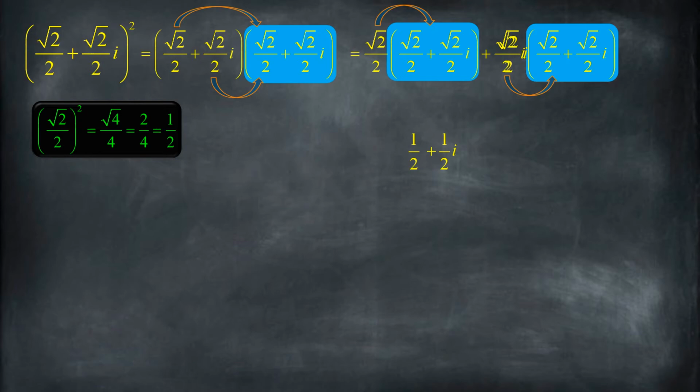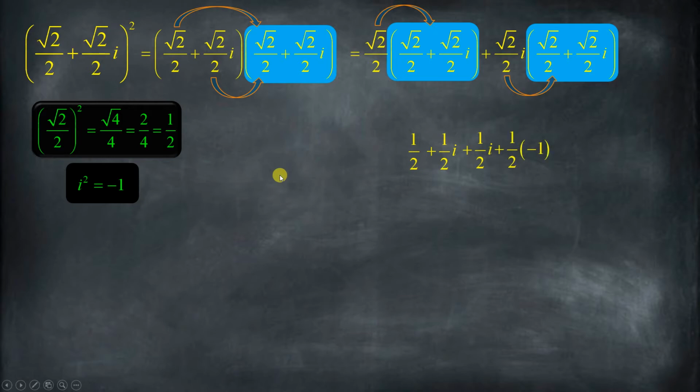Yeah? So the same thing's going to happen over here. We're going to get 1/2i, and then we're going to get 1/2i squared. Do you see? So the square root of 2 over 2 times the square root of 2 over 2, when they're both i's, you get i squared. Now, of course, i squared equals -1. So that's really -1 times 1/2, -1/2.